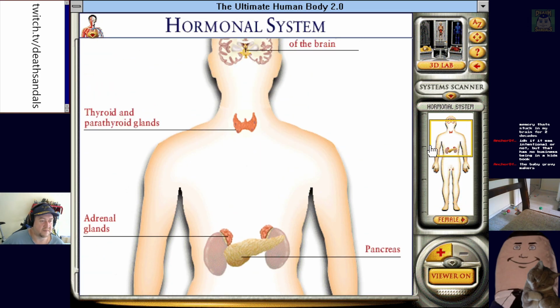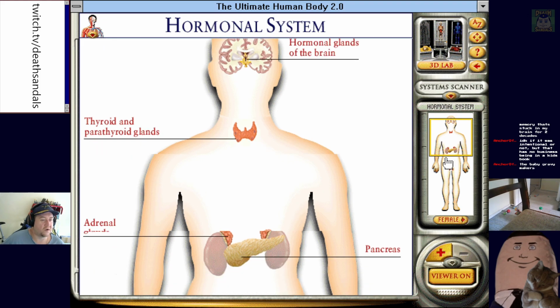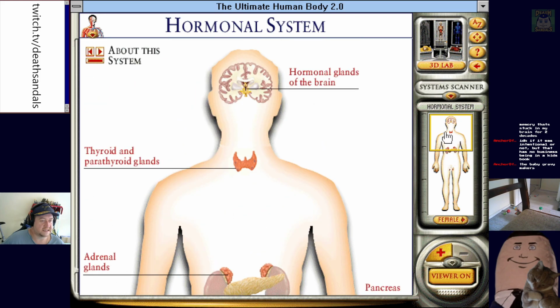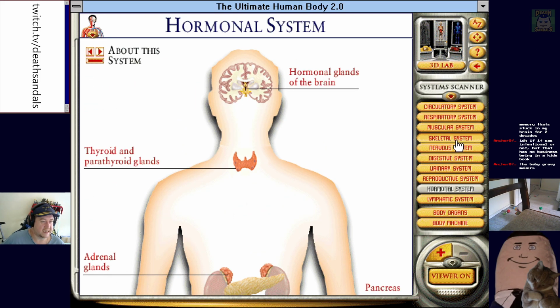No glands on the bottom of your leg. Not really much going on in your legs. There's probably your blood, your nervous system. Not much else goes on in your legs.